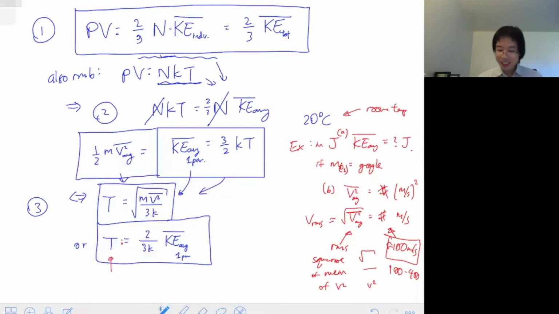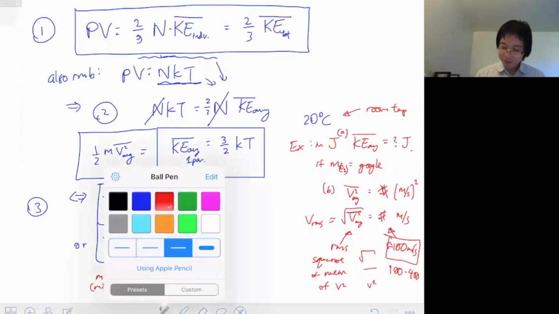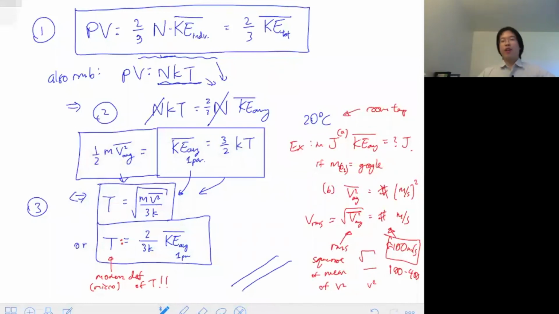Now this is the modern definition of temperature. Remember from the first day we said temperature is a measurement of average kinetic energy. If I don't have this factor, temperature is exactly the average kinetic energy. So this is the modern, or microscopic, definition of temperature. We are going back full circle now to conclude that temperature is indeed a measure of it. That's why we didn't say temperature is the average kinetic energy, because it's not. There's a factor of 2/3 and then dividing by k in front, but those are constants, so it's just scaled by an amount.